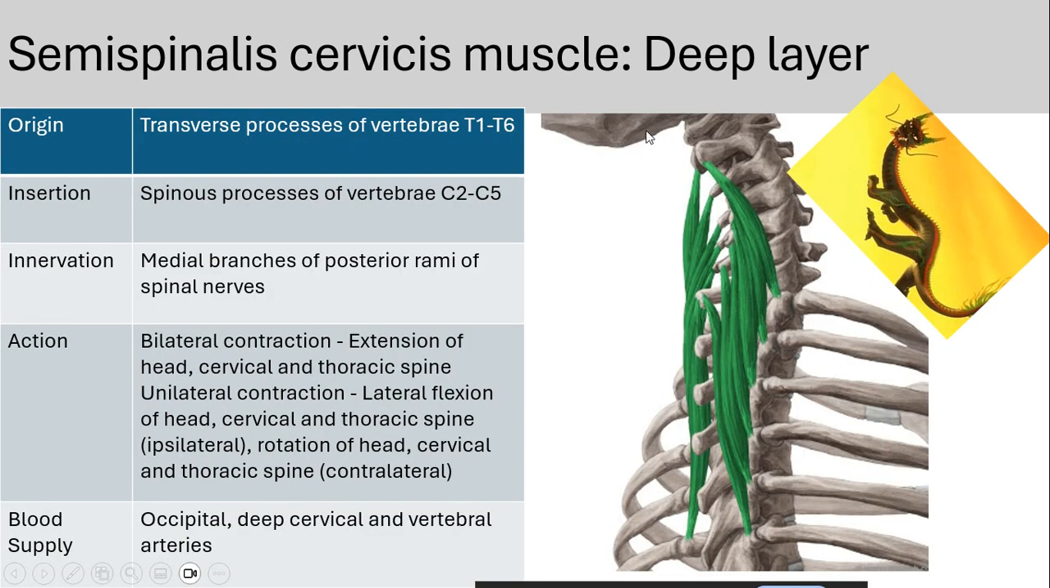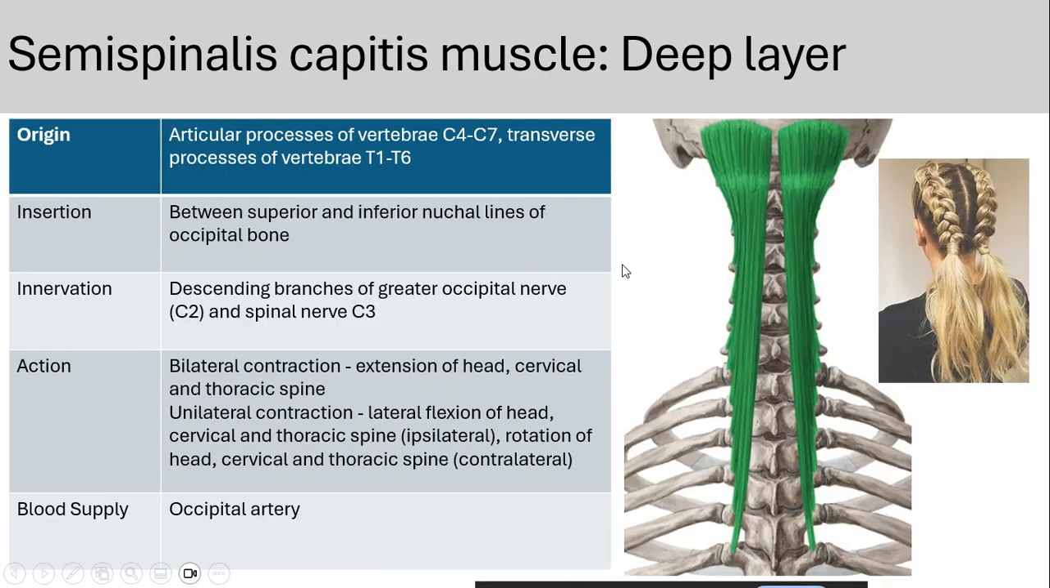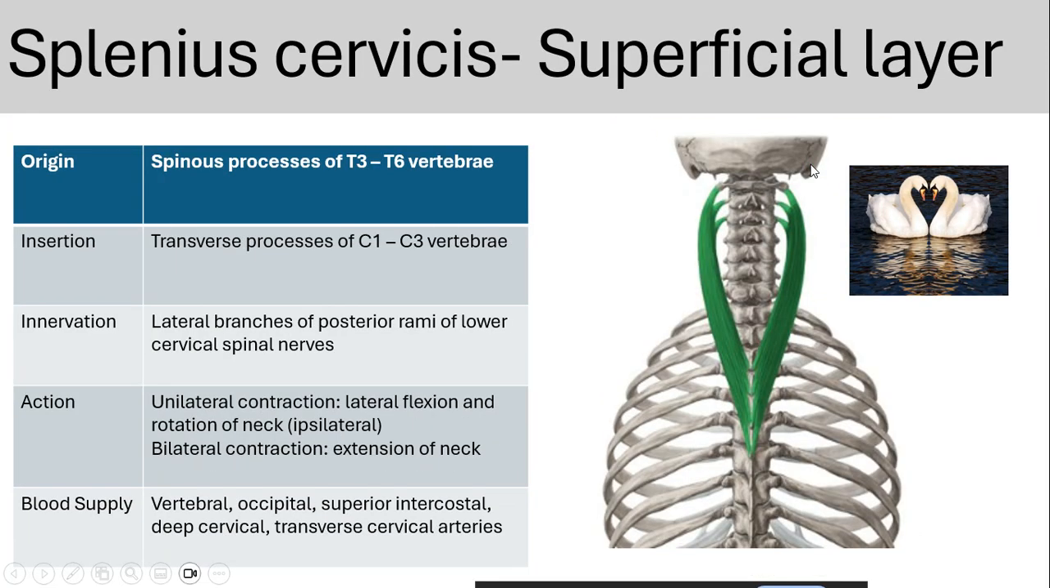Splenius cervicis. Because it's in the cervical area, they're calling it cervicis. Now this one is in the capitis area. Why? Because it's connected to the occipital bone, superior and inferior. If you go back here, you can see the same thing. Splenius cervicis muscle, superficial layer. Why? Because it's connected to the cervical area.